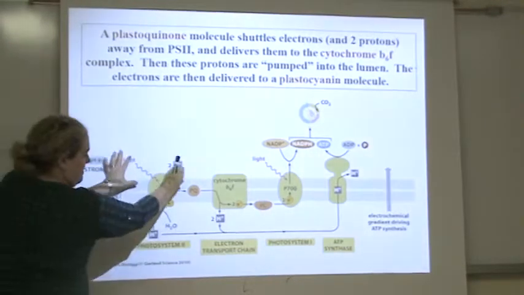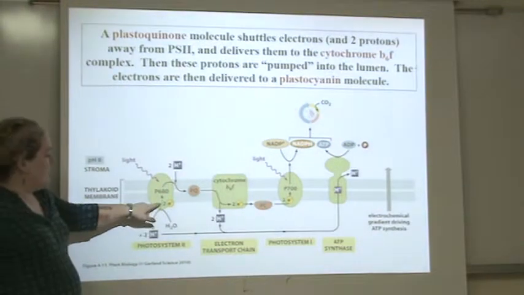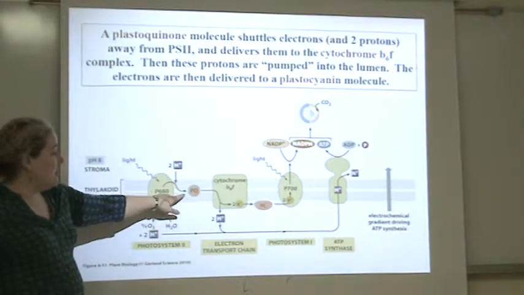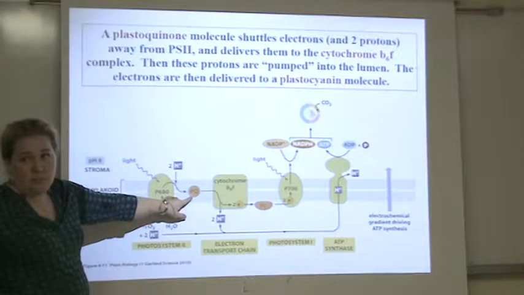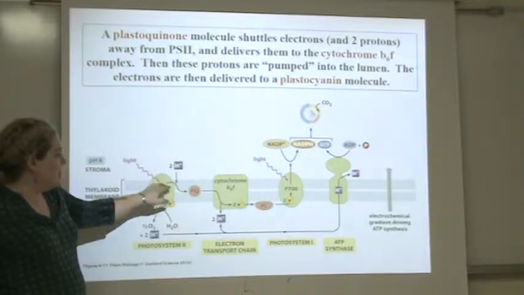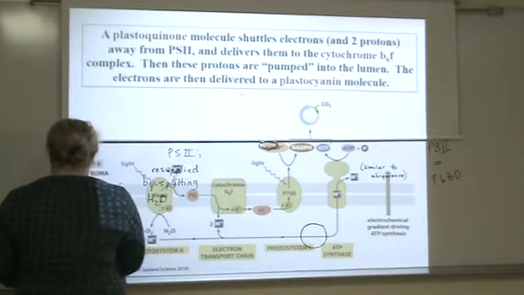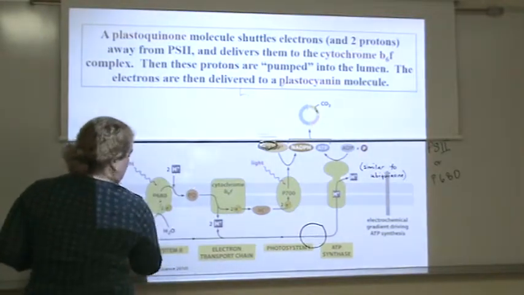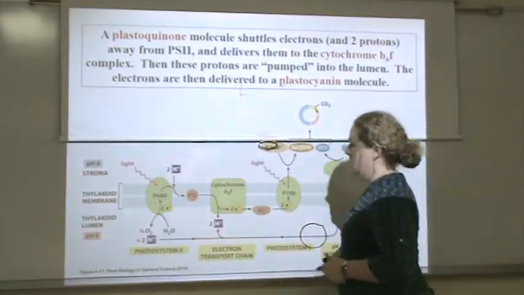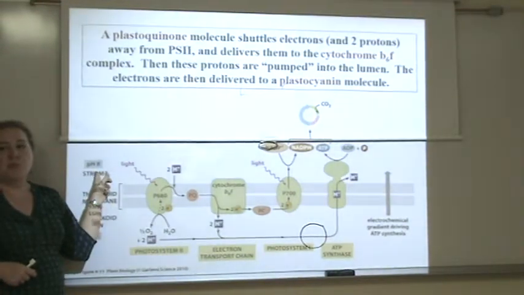So that's generally what's happening with photosystem 2. The electrons are excited by light, they're resupplied by splitting water, and they're passed on to plastoquinone, PQ, along with some protons. And notice here where those protons are coming from. The protons that are being picked up are coming from the stroma side.